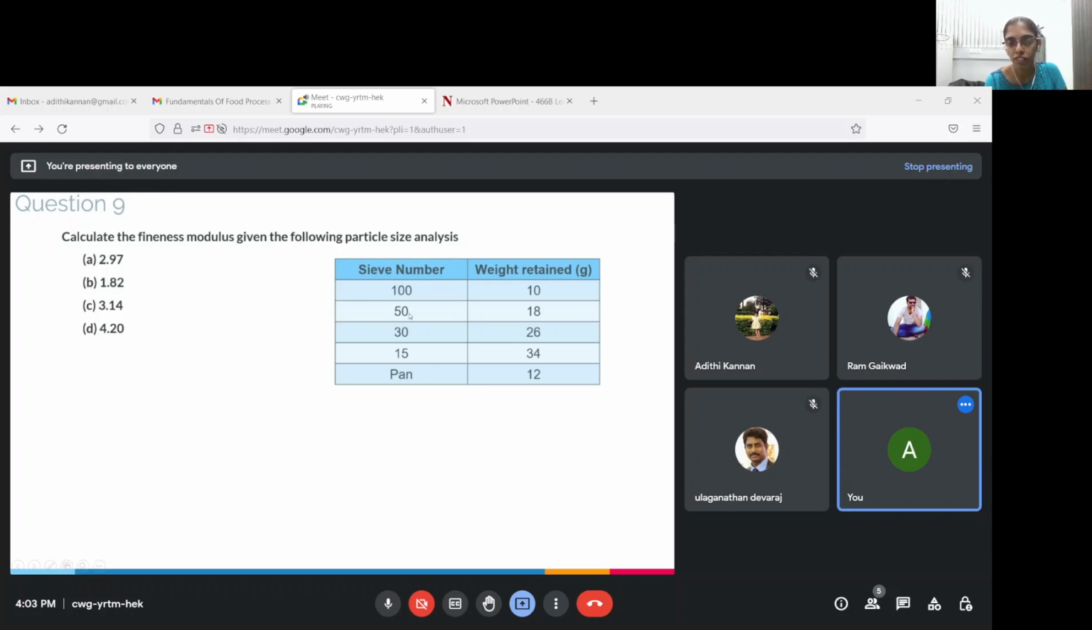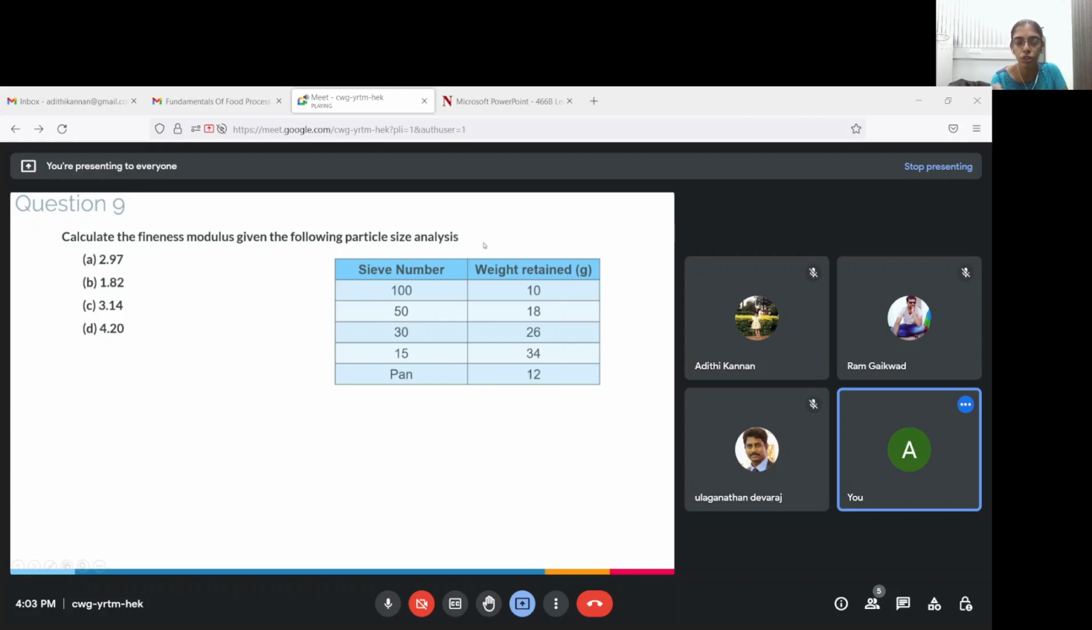Here you have different sieves: it starts from 100, then a lower 50, then 30, then 15, and then a pan where you collect your fine product. When they measured the product at each sieve, you have 10 grams at the 100 micrometer sieve, then 18 at 50, 26 grams in 30, then 34 in 15, and finally in the pan you have 12 grams remaining.